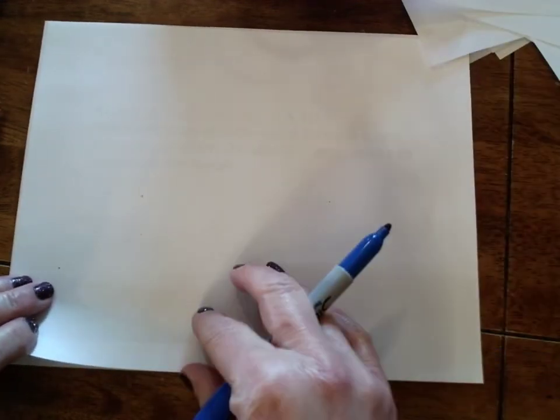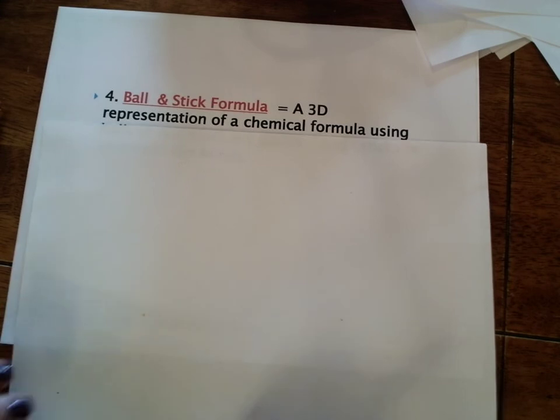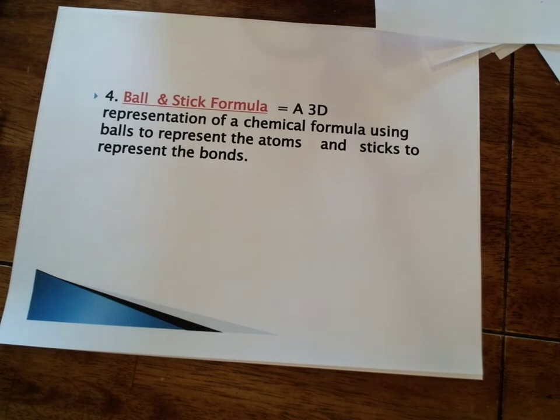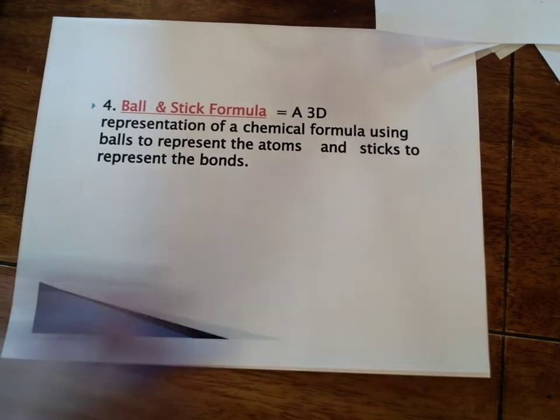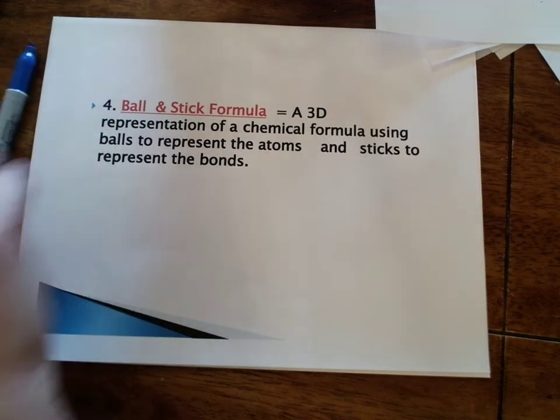All right. The next kind that we're going to look at is called a ball and stick formula, or a 3D representation. So it's like a model. If we were at school, I have all kinds of models that we were going to work with, and we were going to build some of these different compounds. So it's a 3D model, it's a ball and stick model, all of those things work. They end up being actually 3-dimensional representations.